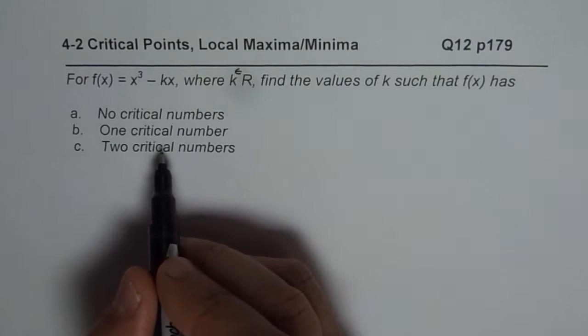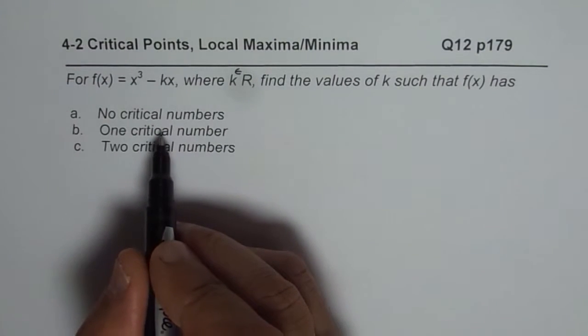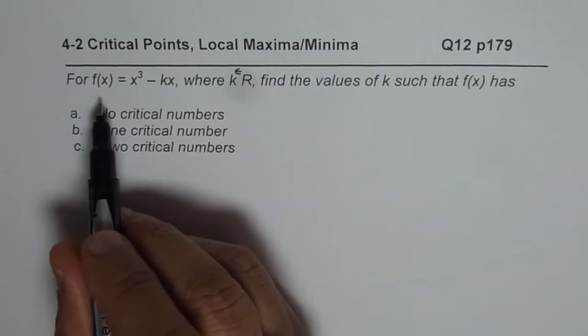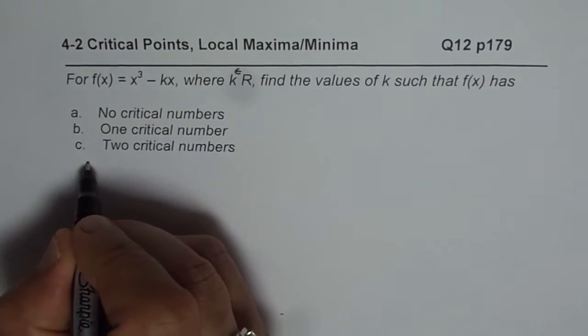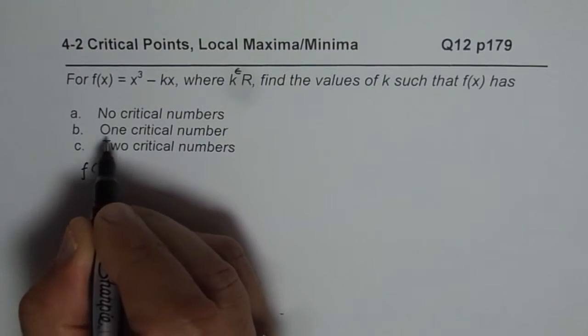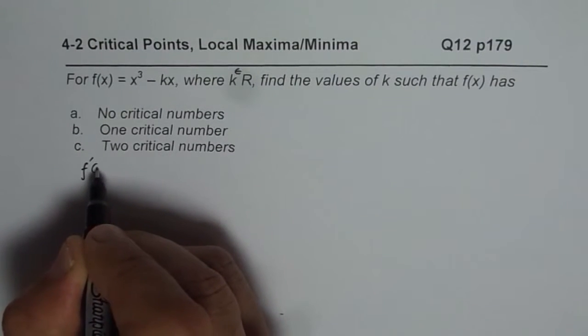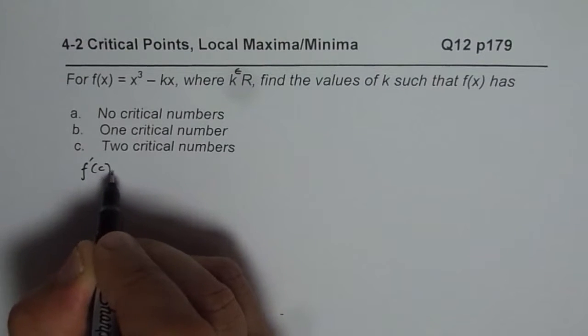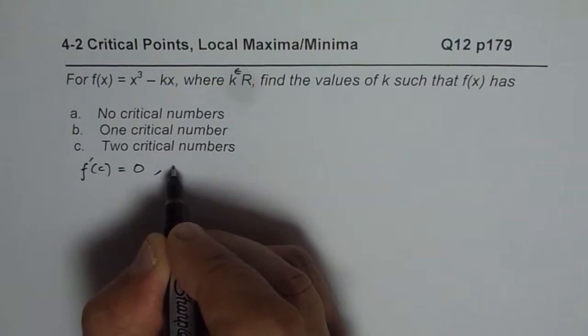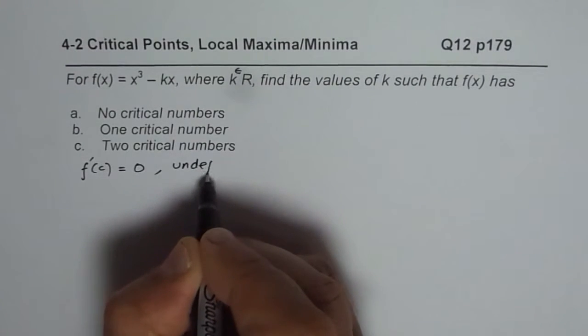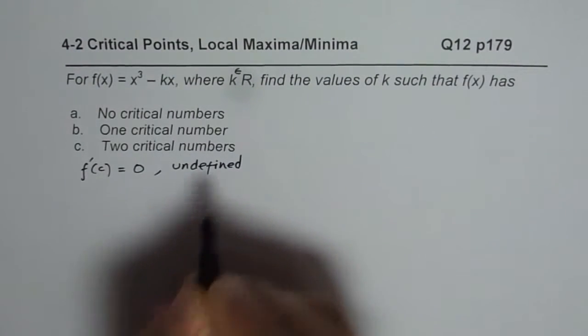So what are critical numbers? Critical numbers are the numbers where the derivative is either 0 or undefined. So we are looking for the derivative of the function, and we will try to find a number c so that the derivative is 0 or undefined. So that is a strategy.